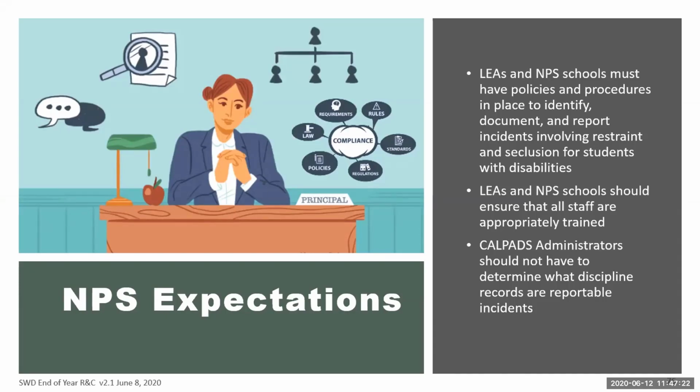Okay. All right. And so again, that was a great question. Thank you, Brandy. And that lends itself to the first bullet point, right? You need policies and procedures in place to identify, document, and report incidents involving restraints between your NPS schools and your LEA, right? You should ensure that staff is appropriately trained, and also CalPADS administrators should not have to determine what discipline records are reportable incidents.